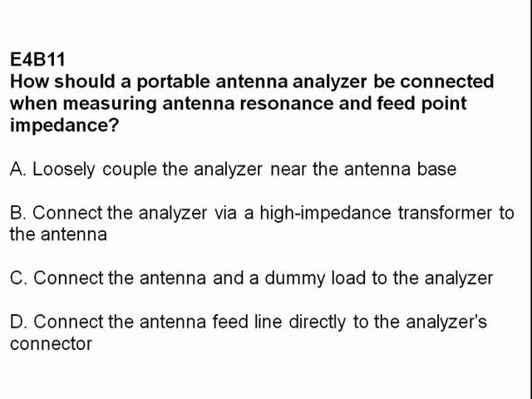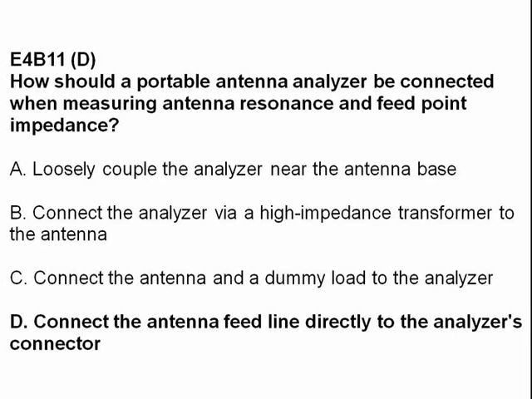How should a portable antenna analyzer be connected when measuring antenna resonance and feed point impedance? A, loosely couple the analyzer near the antenna base. B, connect the analyzer via a high impedance transformer to the antenna. C, connect the antenna and the dummy load to the analyzer. Or D, connect the antenna feed line directly to the analyzer's connector. The answer is D, connect the antenna feed line directly to the analyzer's connector.